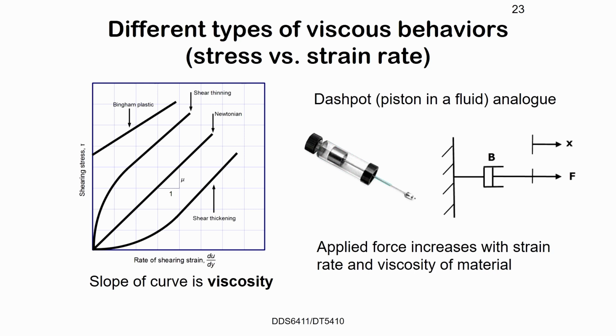But there are other sorts of viscous behavior. This is shear thickening, right? The viscosity, which is the slope of the curve, increases with strain rate. The harder you paddle, the greater the force that you get, and the rate of increase also increases. Or you can get shear thinning.